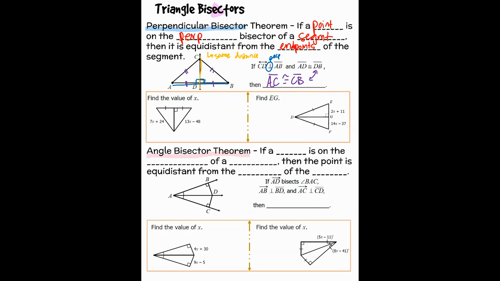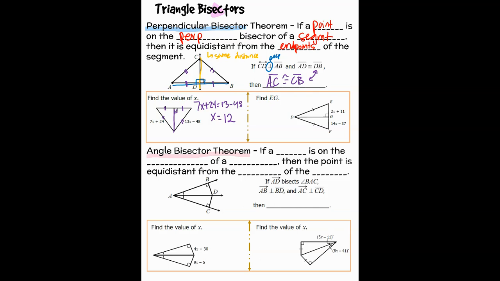So example, find the value of x. Look, we have our perpendicular bisector because it creates a right angle. And it tells us that these two legs, our base, are congruent. So that means that these have to be congruent. What does congruent mean? That they're the same. So I can set 7x plus 24 equal to 13x minus 48. Solve for x. X is 12. That's it. They're equal to each other. This one today is easy because all we got to do is set everything equal to each other.